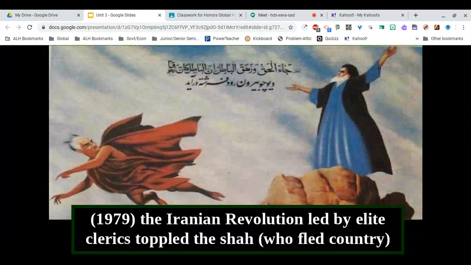In 1979, you have the Iranian Revolution, which was led by elite clerics, and they got rid of the Shah. This was led by the Ayatollah Khomeini. And if you take a look at the image that you're seeing on the screen right here, you have the Ayatollah Khomeini in the blue, who seems to be banishing the devil of the Shah. And the Shah is actually going to flee Iran and come to the United States.